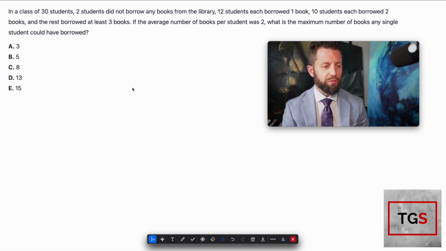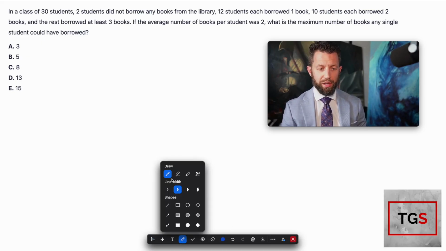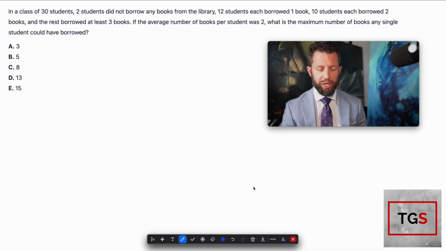I'll read that again. In a class of 30 students, 2 students did not borrow any books from the library. 12 students borrowed 1 book. 10 students each borrowed 2 books. And the rest borrowed at least 3 books. If the average number of books per student was 2, what is the maximum number of books any single student could have borrowed? Option A is 3. Option B is 5. Option C is 8. Option D is 13. And option E is 15.